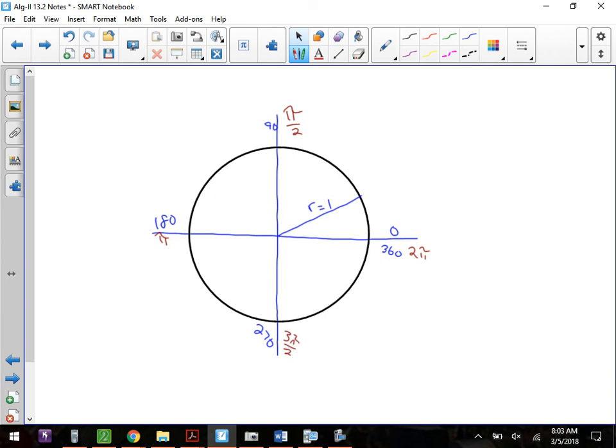Okay. Now, if you break it down even further, if I want to say that this is 45 degrees, isn't that half of a half? What's half of a half? A quarter.